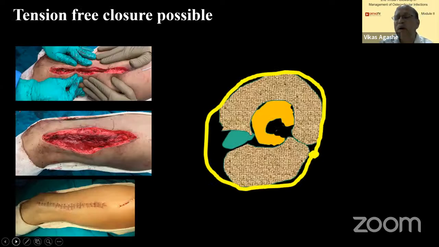And what is important is a good soft tissue cover. So here, since we have released the muscles from the bone and released the deep fascia from the muscles, because deep fascia was adherent to the muscles, we could easily get a good soft tissue cover. So in thigh and hip, generally there is no problem. You can mobilize the muscles reasonably well and get a good cover.